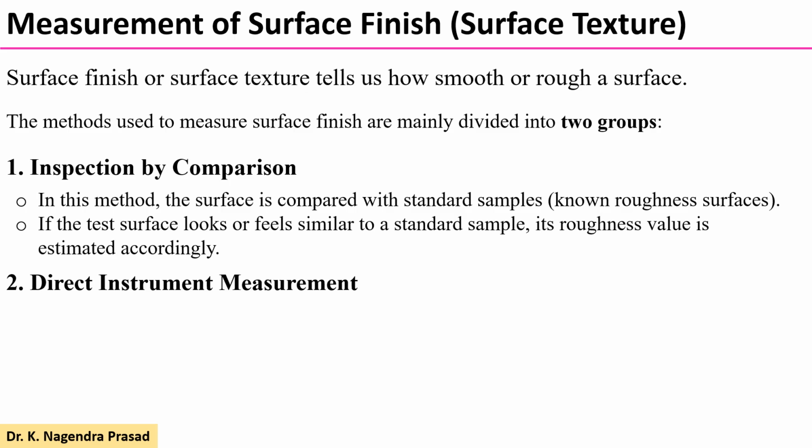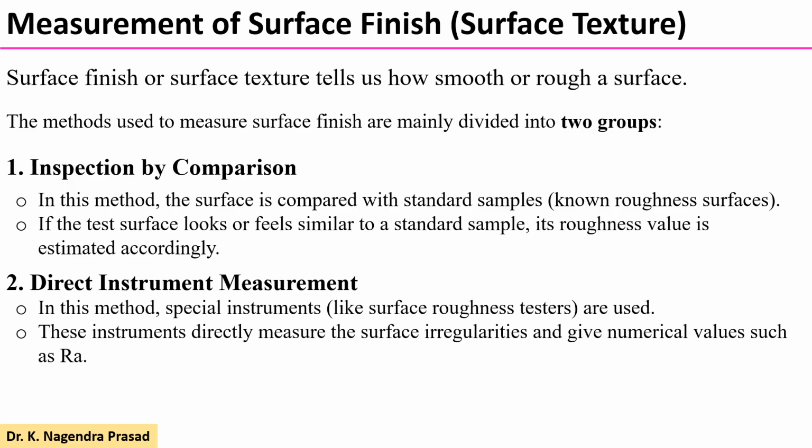In the inspection by comparison method, the surface is compared with standard samples, and if the test surface looks or feels similar to a standard sample, its roughness value is estimated accordingly. In the direct instrument method, special instruments are used to measure the surface roughness. These instruments directly measure the surface irregularities and give numerical values such as Ra or RMS.